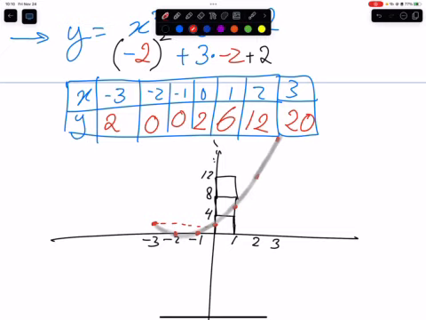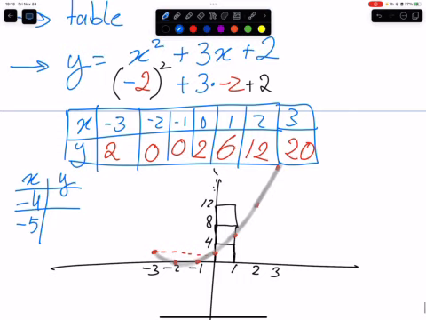If we continue with minus 4 and minus 5, we can complete it. It's 16 minus 12, which is 4. Add 2 is 6. Then we have 25. Subtract 15 is 10. Plus 2 is 12.